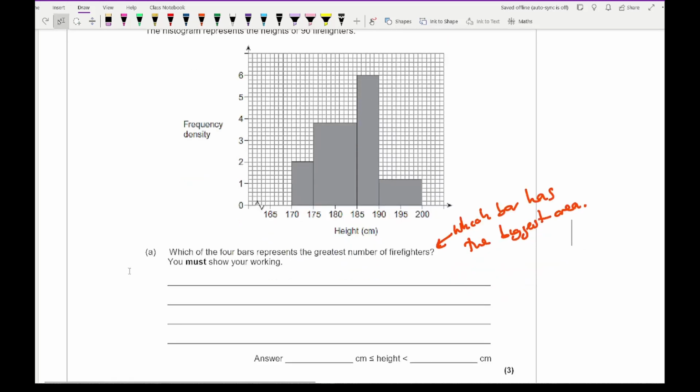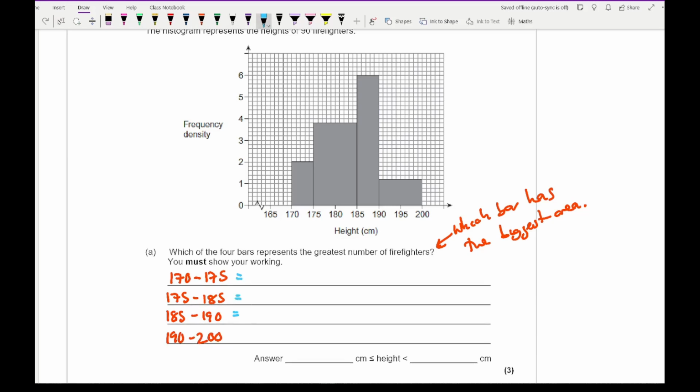So with this, what we're going to do is first of all have a look at the grouping. So we've got 170 to 175, 175 to 185, 185 to 190, and 190 to 200. Then working out the areas of each of those bars.